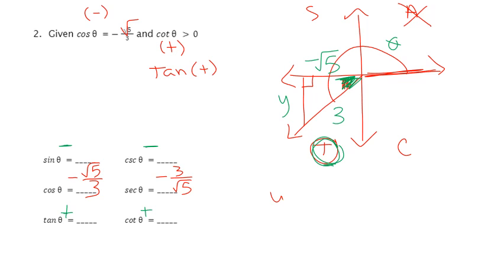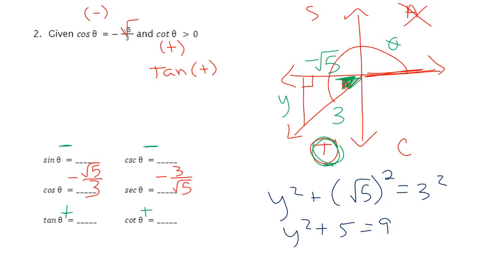we're going to get y. We have y squared plus negative root 5 squared, or you could just do root 5 squared. We'll just treat it like a positive. Equals 3 squared. And we're going to get 2. And so now the sine is going to be 2 over 3. So it's actually negative 2/3.